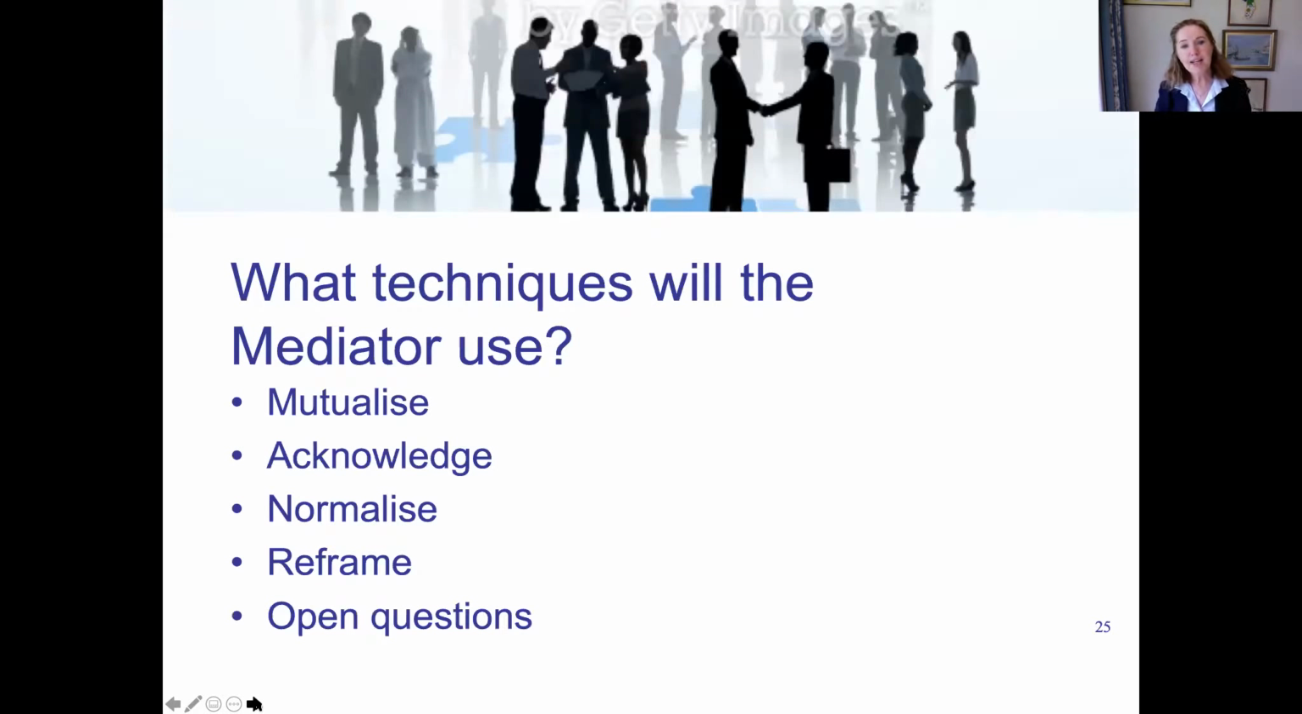So what techniques will the mediator use to get people to come to an agreement? Mutualizing, saying, do you know what? The other party are as fed up about this as you are. Obviously, if authorized to do so. Acknowledging how people feel. Sometimes people want to have a day in court, and actually telling an independent mediator is the closest thing they can get to going and telling a judge.